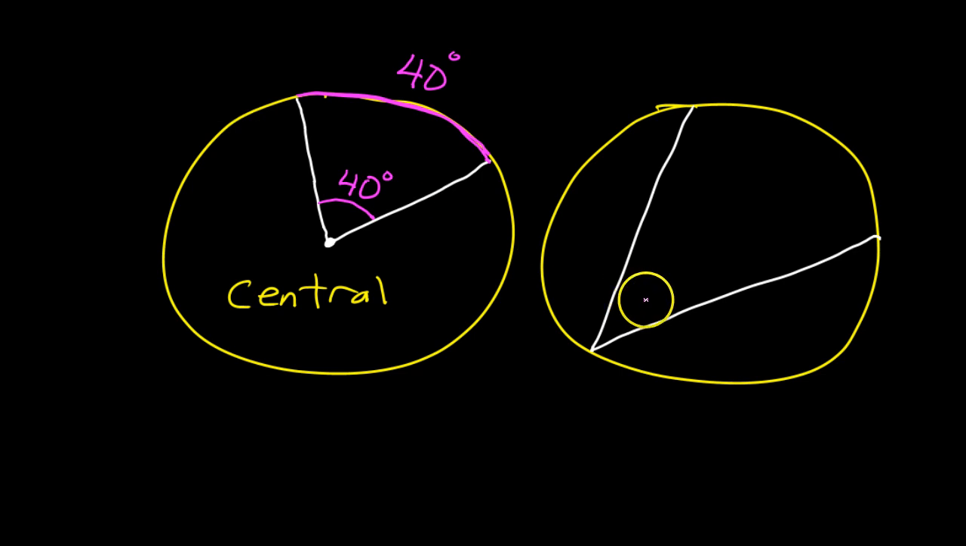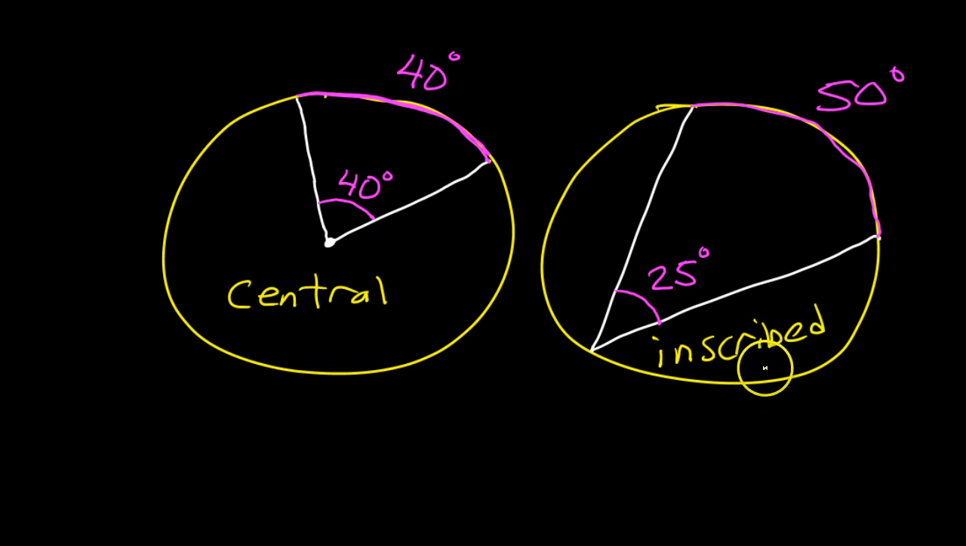Now let's talk about the relationship between the inscribed angle measure and the intercepted arc. The relationship is the angle is half of the arc, or you could say the arc is double the angle. So if this was a 50-degree arc measure, then this inscribed angle would be 25 degrees. You need to memorize this relationship. So that's an inscribed angle.